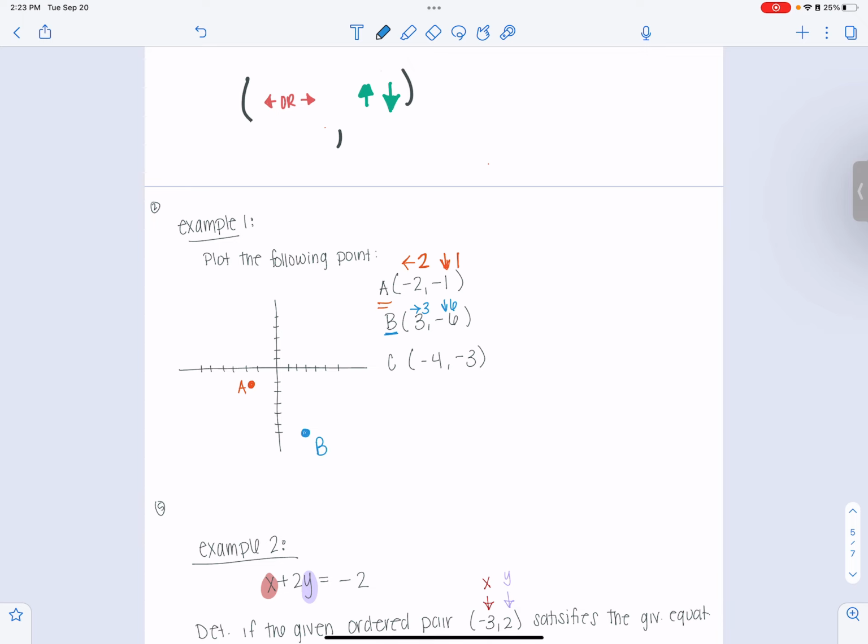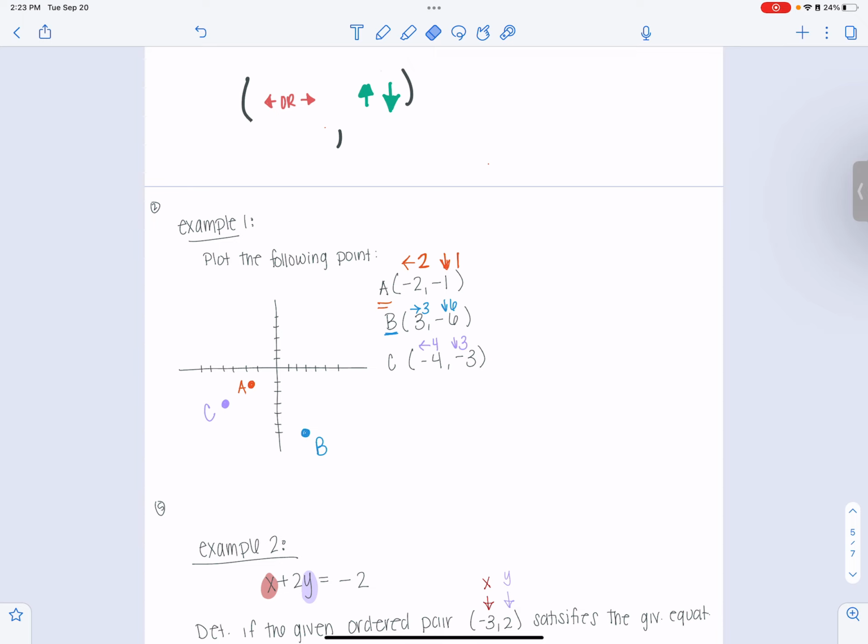And then the last one, (-4, -3). I'm going to go left 4, down 3. 1, 2, 3, 4, down 1, 2, 3, and call that C. And so there is my graphing of points.